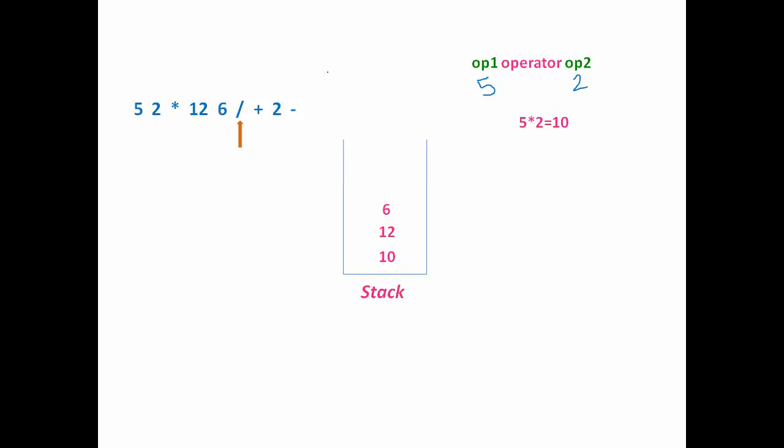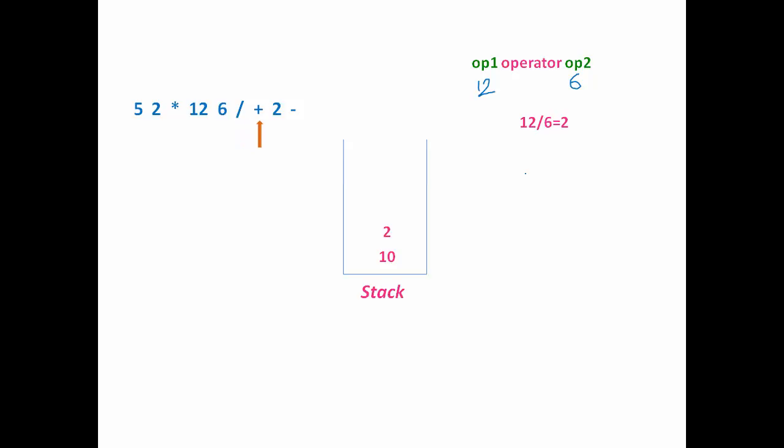It is an operator. We will pop the top two operands. First we pop 6. 6 will be stored to operand 2. Then we will pop 12. 12 will be stored to operand 1. Then we apply division on these two operands. 12 divided by 6 is 2. Push the result back to the stack. Move to the next position.